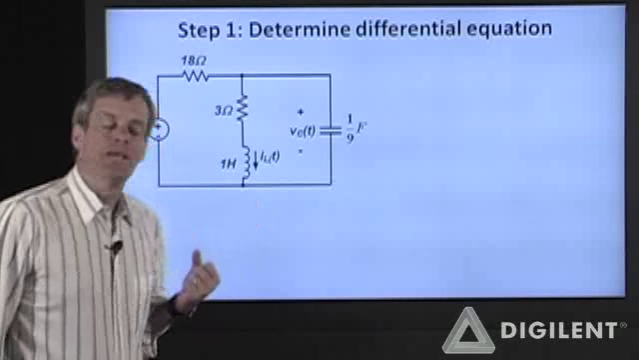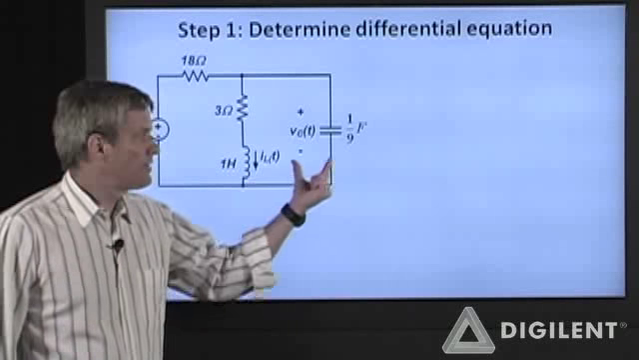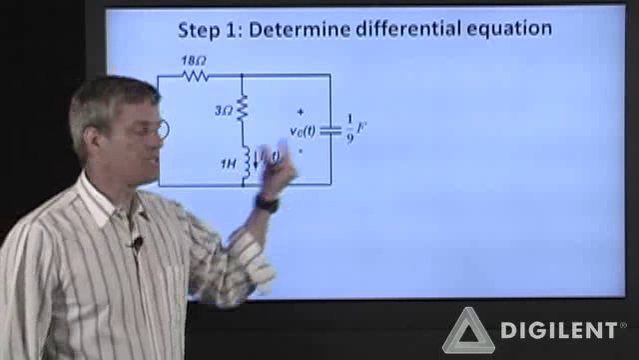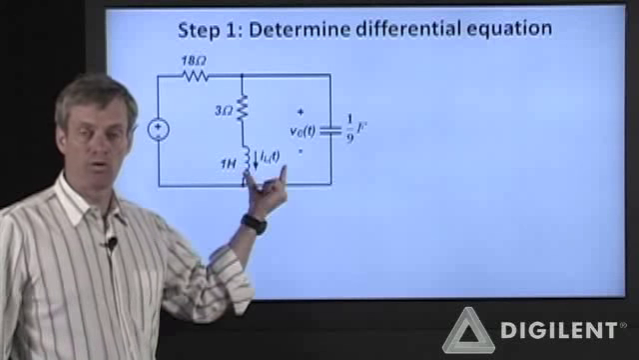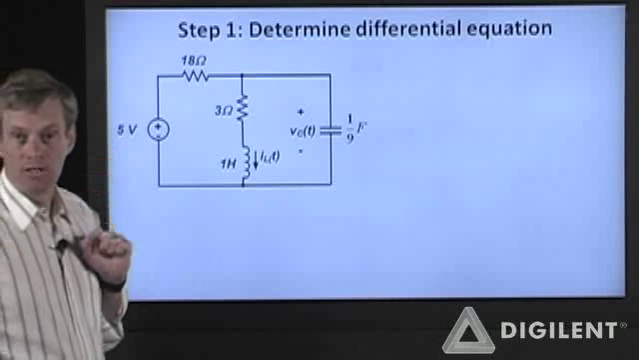Okay, here's my circuit again. I've labeled the unknowns that I'm interested in, the current through the inductor and the voltage across the capacitor. Now what I'm going to do is write two equations in these two unknowns and then combine those equations to get a single second order equation in I sub L of t, which is the same as the equation that governs I of t.